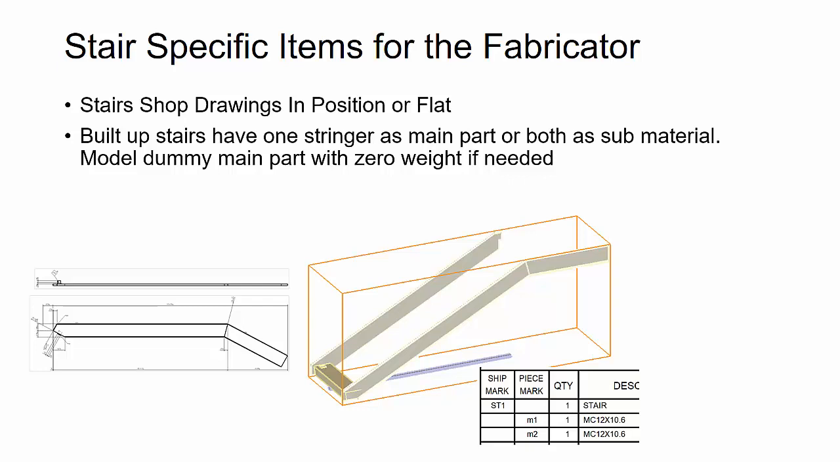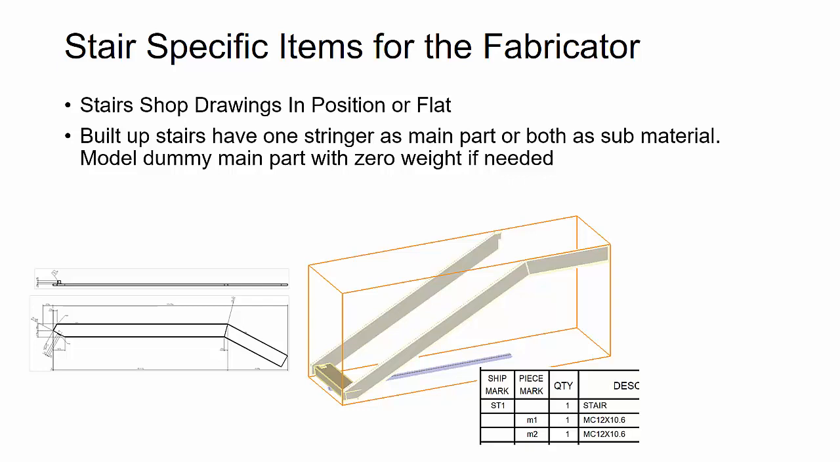So in cases where I need all of the pieces in the stair to be submaterials, I will then put a dummy part that has a 0 weight at the bottom of the stair that just goes along the run, so you can see it in blue there. And then I just attach all the other parts to that particular dummy part, so that way it calls out in the bill of material as a stair assembly and everything is submaterial to that.